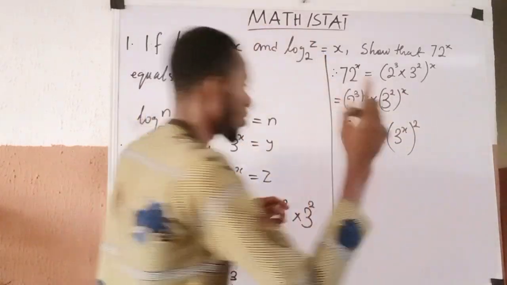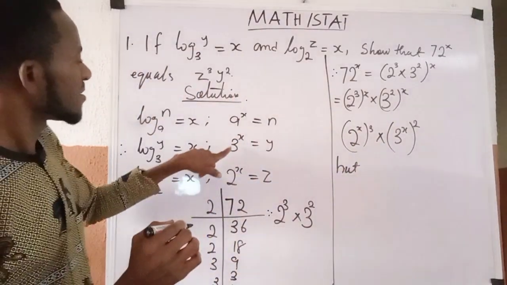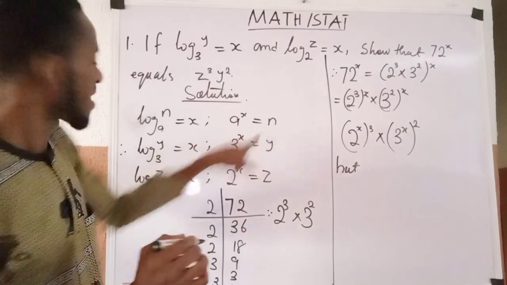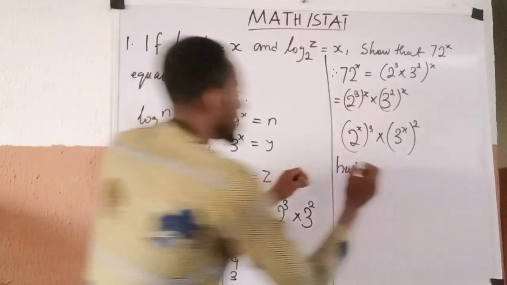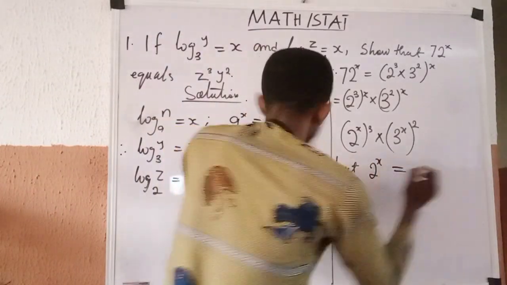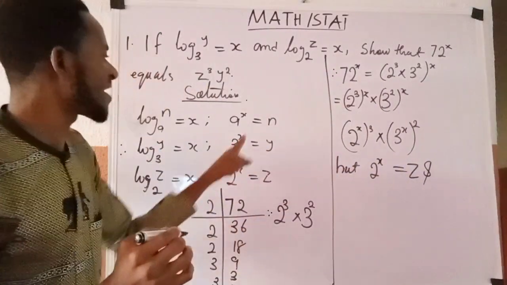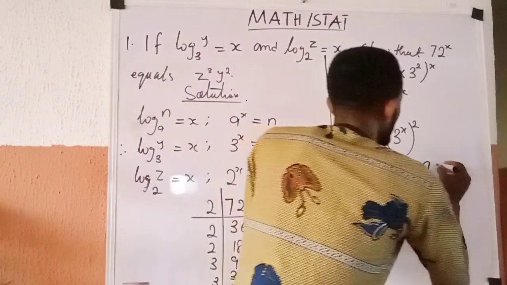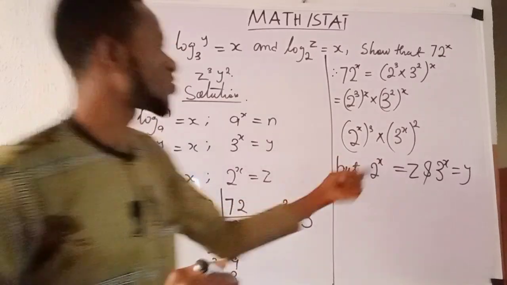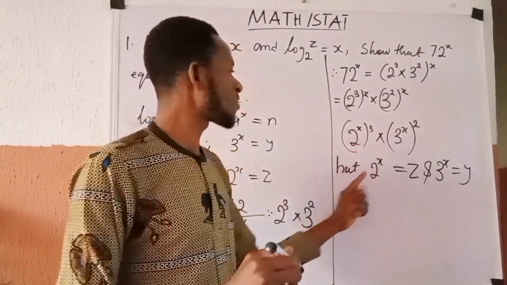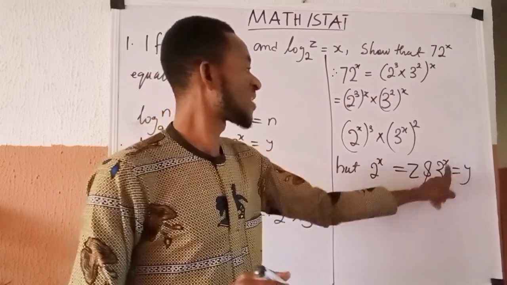I will now quickly say but, remember that my 3 raised to power x is y, and my 2 raised to power x is z. So I will say recall that my 2 raised to power x equals z, and my 3 raised to power x equals y. So what I'm going to do is to return back here. Anywhere I see 2 raised to power x, I will use z, and anywhere I see 3 raised to power x, I will use y.